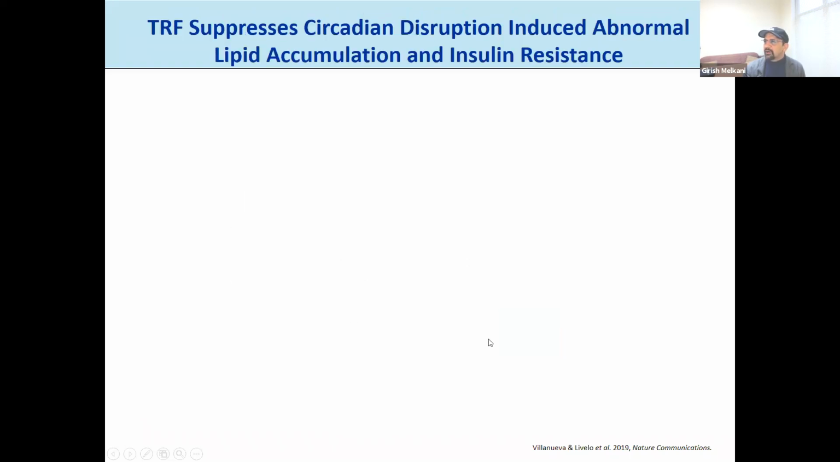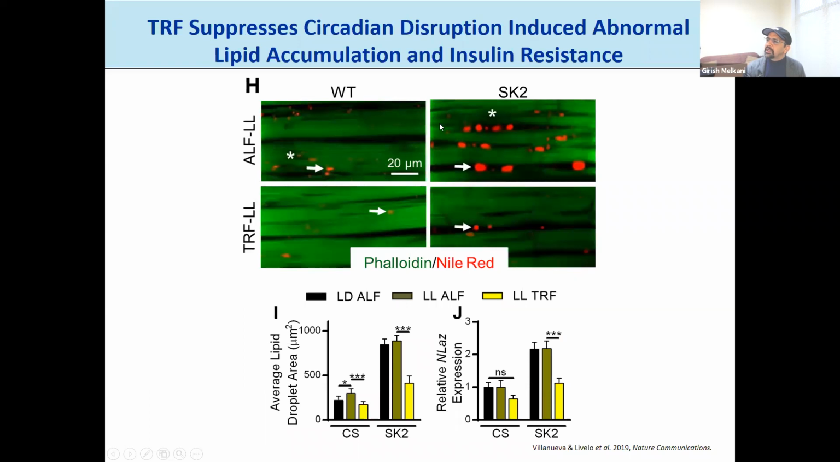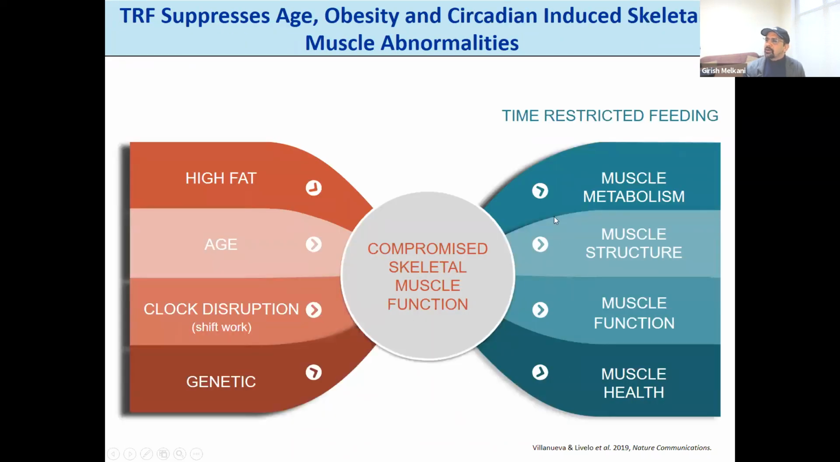We also looked at lipid accumulation. Wild-type under circadian disruption had more lipid accumulation, which was also suppressed under time-restricted feeding, and of course the insulin resistance was also down. To summarize: high-fat diet, age, clock disruption, and genetic mutation all compromise skeletal muscle function. Time-restricted feeding improved muscle metabolism, muscle structure, muscle function, and overall muscle health.